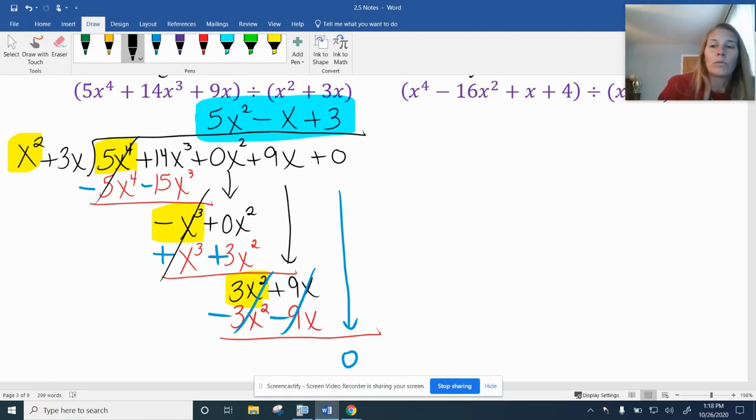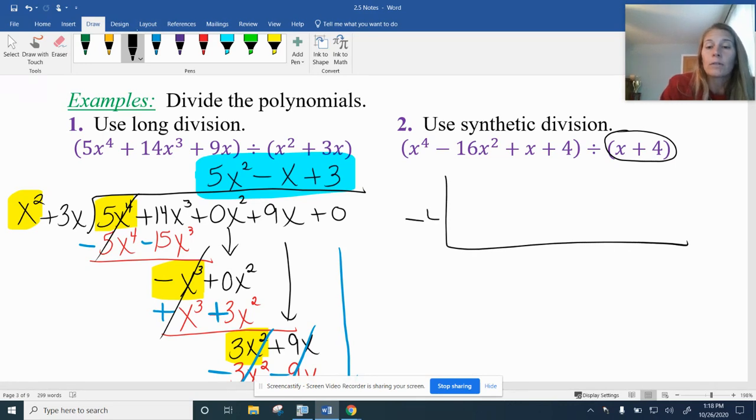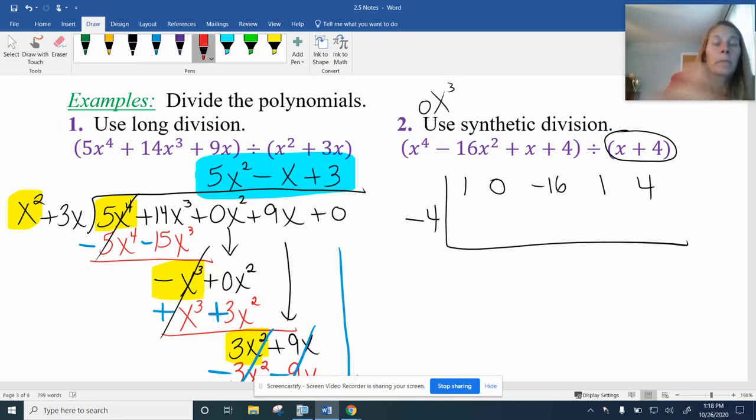All right, so we're going to do one more division problem. This one, though, we're going to use synthetic division. Since I have a simple linear divisor, I can just solve it using the zero product property and put the -4 on the outside. My coefficients, I'm going to have a 1. I'm going to put in my 0 for the x cubed since there's no x cubed there. -16 as my squared coefficient, a 1, and then a 4.